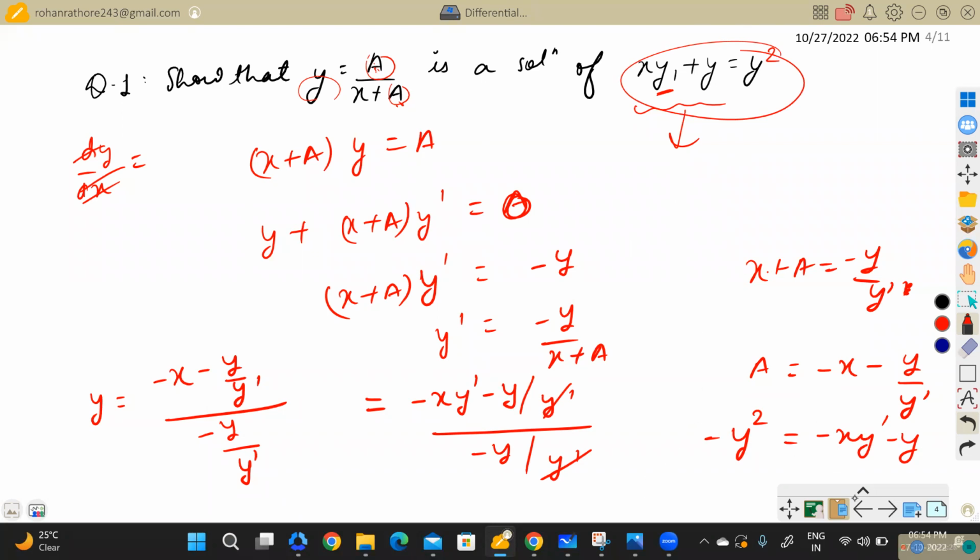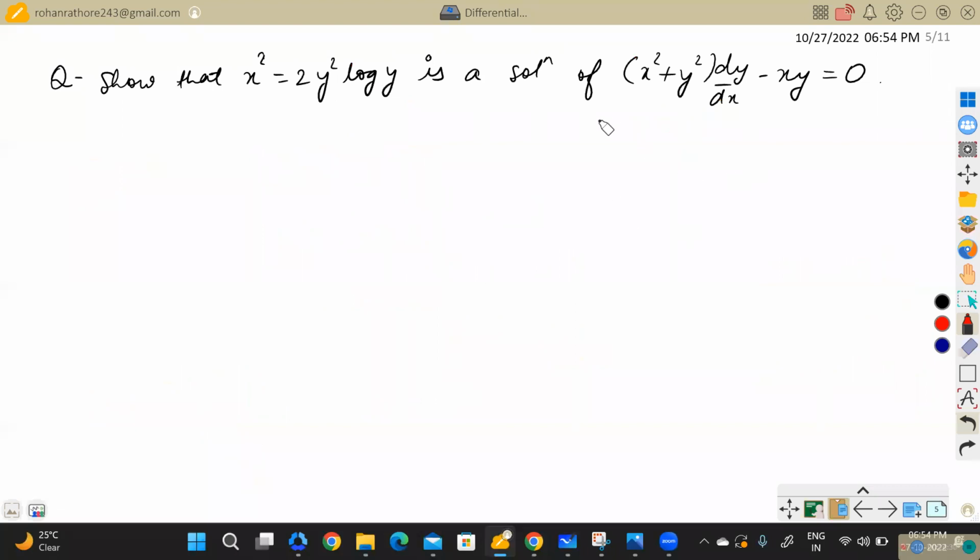So this was our next question. Let's see one more to quickly solve this. So we have x square equals 2y square log y. So we have to show that. We can differentiate. The first thing that I do is you can differentiate this and try to make this look like the differential equation that is given.